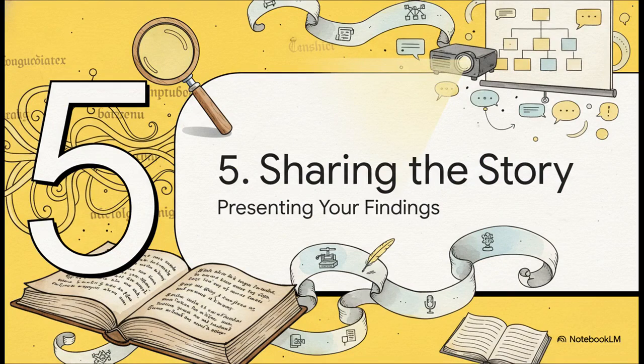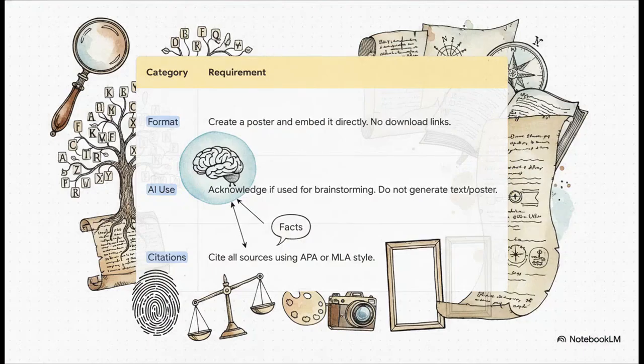But finding the clues is only half the job. A really good detective has to present their case right. You have to share the hidden story you've uncovered so everyone else can see it too. And when you do, there are a few rules of evidence to follow. Your case file should be a visual poster. You can use AI to help you brainstorm ideas, which is cool, but you have to acknowledge your partner, right? Give it credit. And of course, the big one, you have to cite your sources. A detective without sources just has a theory. A detective with sources has a case.